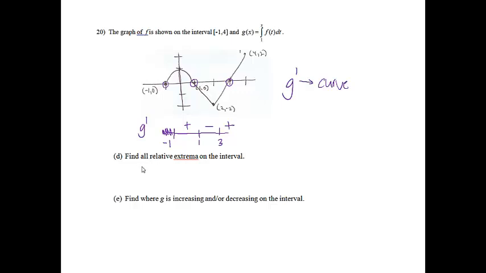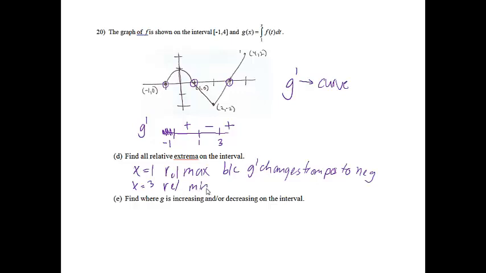So if I'm looking for relative extrema, first of all, at x equals 1, there will be a relative max, because g prime changes from positive to negative. And then at x equals 3, there will be a relative min, and that is because g prime changes from negative to positive. And we actually do need to describe both places if they're a max or a min.